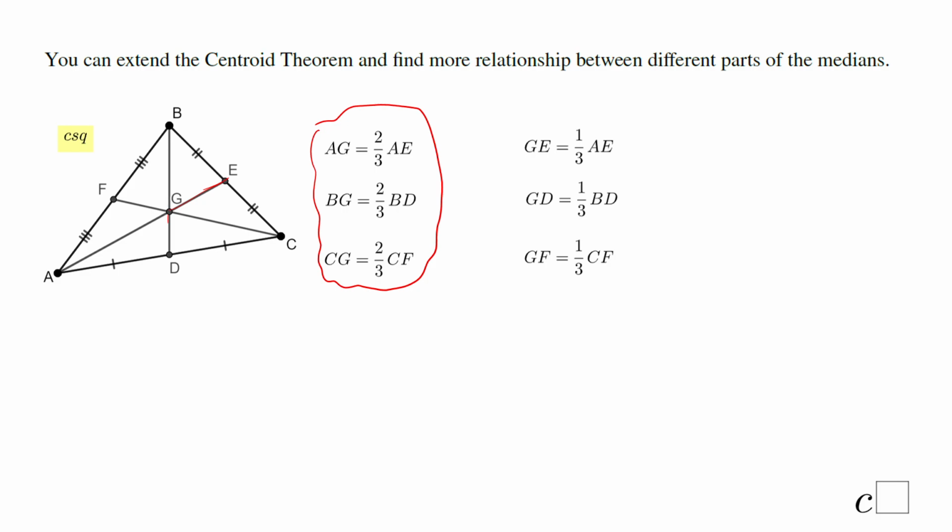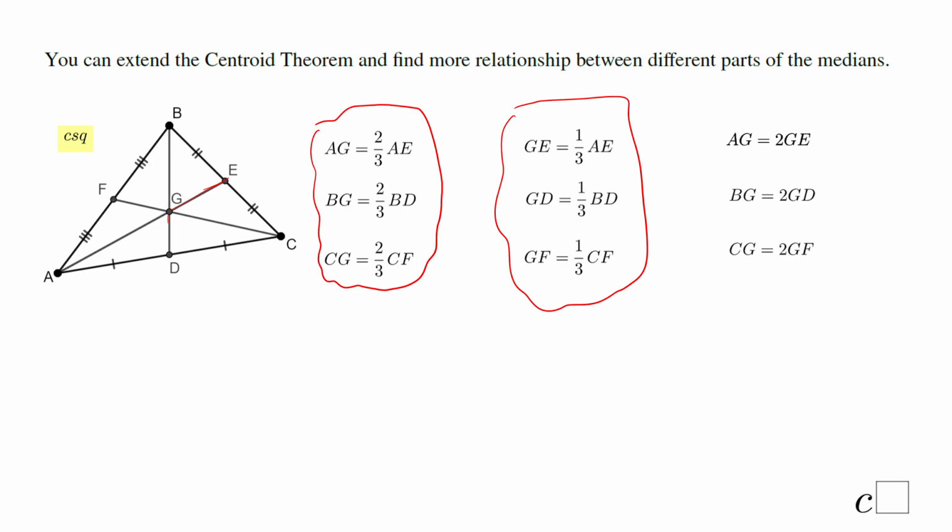And we have one more relationship between these two parts of the median. Look here, AG is twice GE. BG is twice GD, and CG is twice GF. If you remember this relationship, a lot of the problems are going to be a lot simpler today and whenever you need this property.